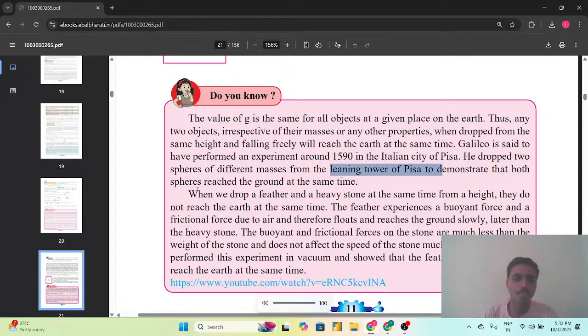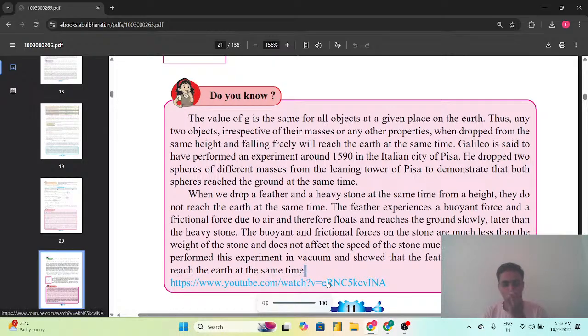So when we drop a feather and a heavy stone at the same time from a height, they do not reach the earth at the same time. The feather experiences a buoyant force and a frictional force due to the air, and therefore floats and reaches the ground slowly, later than the heavy stone. The buoyant and frictional forces on the stone are much less than the weight of the stone and do not affect the speed of the stone much. Recently, scientists performed this experiment in vacuum and showed that the feather and the stone indeed reach the earth at the same time.